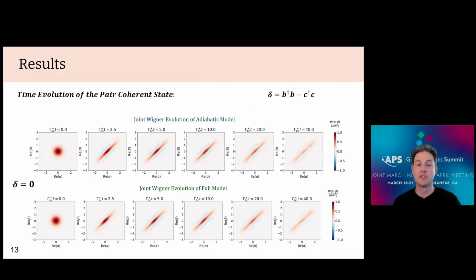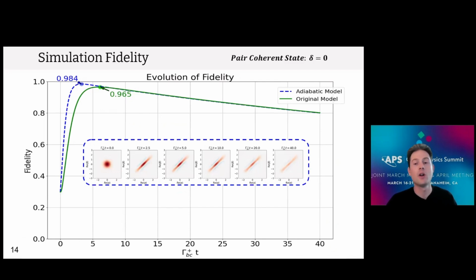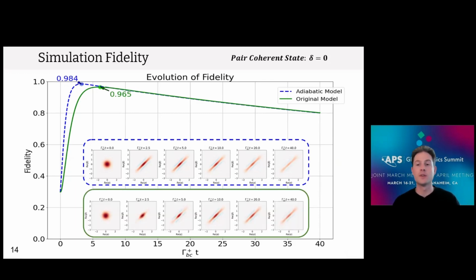So this is the delta equals 0 evolution of our system, starting from the ground state into the near ideal pair coherent state for both our adiabatic and full model simulations before they decohere over time. And when we look at the fidelity of these states, we see that our adiabatic model evolved a bit quicker into the near ideal pair coherent state than the original model, but then they both decohere over time. And again, they both achieved pretty high fidelities of about 98% and 97%.